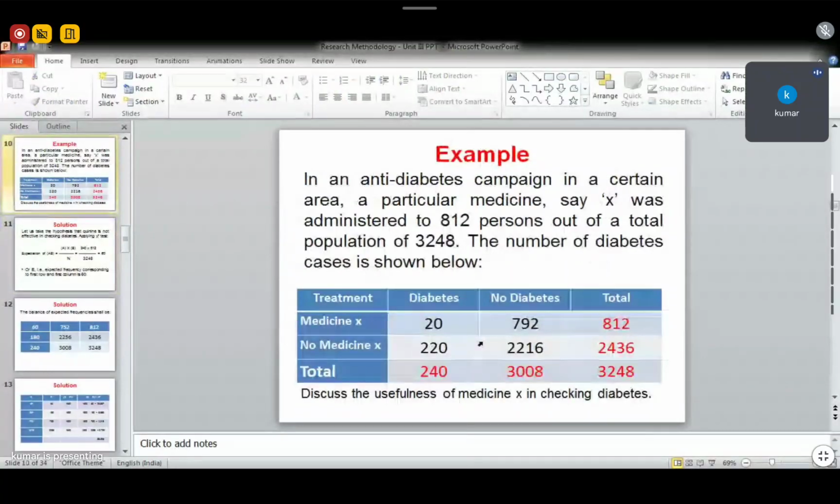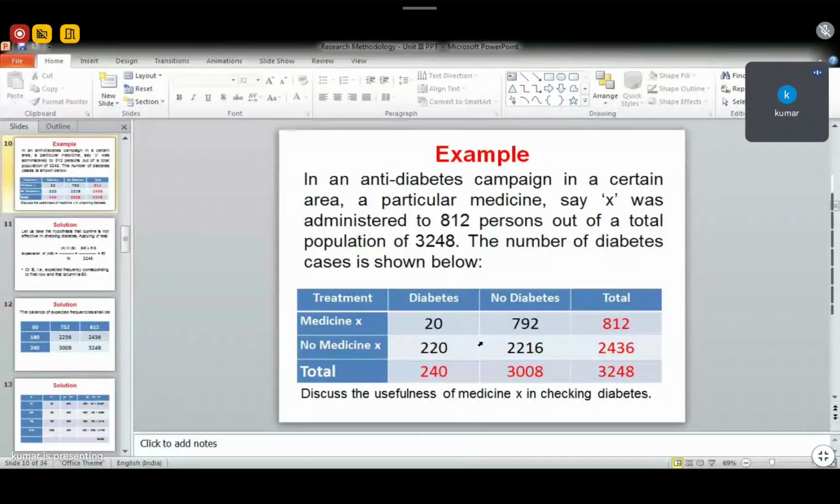For this observed frequency, we have to calculate the expected frequencies. Then the chi-square test is to be administered, because the variables required for the chi-square test are two. One is observed frequency, the other one is expected frequency. Here in this problem, observed frequency is given. We have to calculate expected frequency. How to calculate expected frequency, I will tell you now.